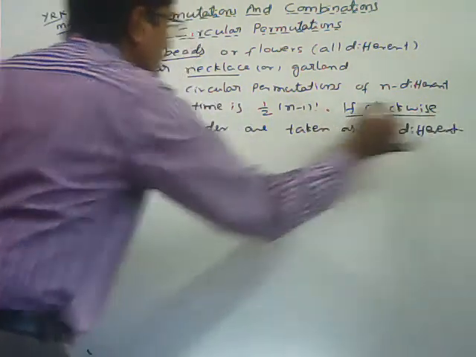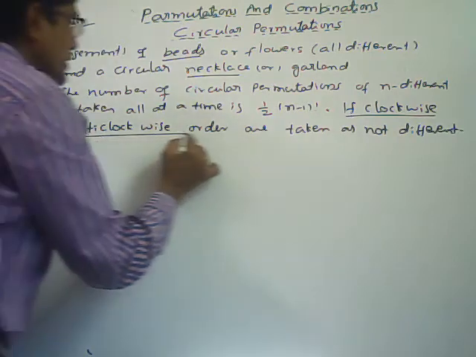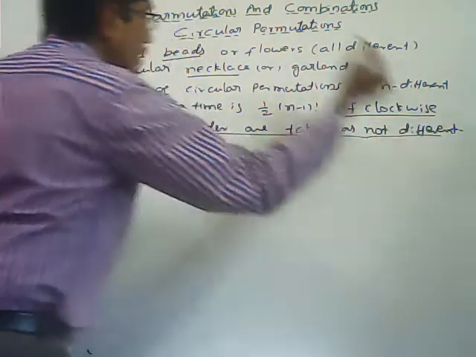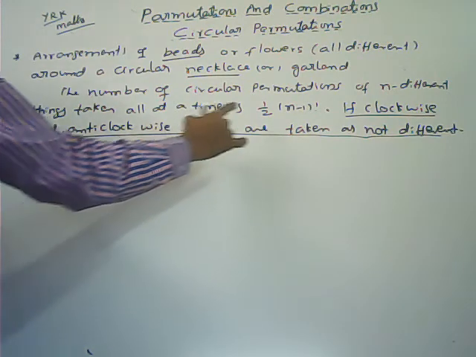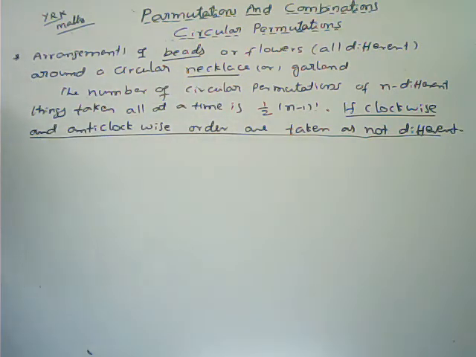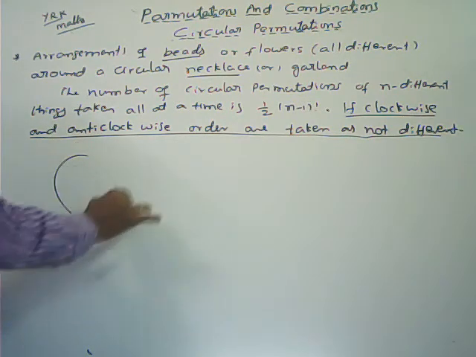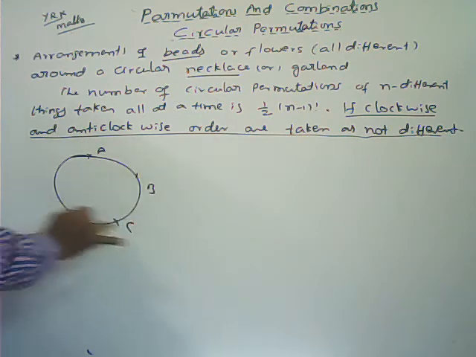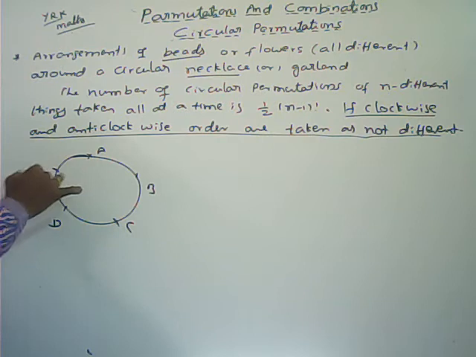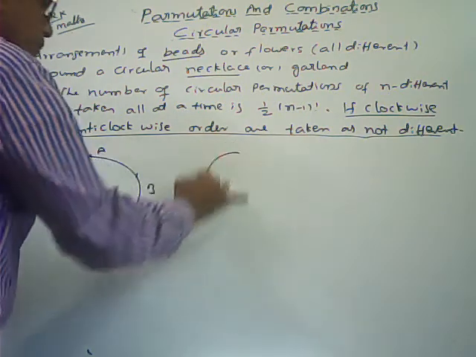What is the meaning of this? If clockwise and anti-clockwise directions are taken as not different, then we can write the number of circular permutations as n minus 1 factorial by 2. For example, here I am taking 5 objects A, B, C, D, E, and one more circular permutation.